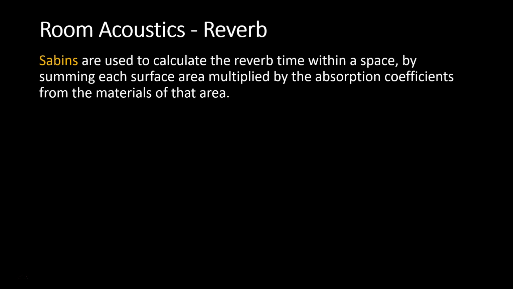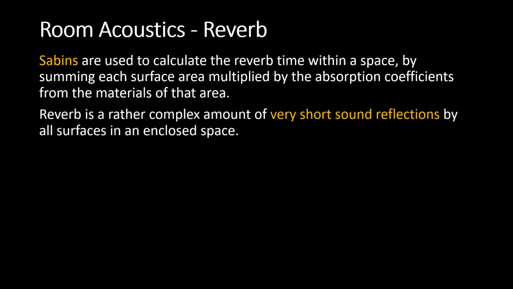Sabines are used to calculate the reverb time within a space, and by summing each surface area multiplied by the absorption coefficients of the materials in that area, you can get the reverb coefficient. To describe what reverb is, if you go into a room such as a commercial bathroom where the floors, walls, and sometimes the ceiling are all tiled, once you clap, you'll hear the snap of your hands hitting together, and then you'll hear kind of a psh noise. That is reverb. Reverb is when the sound reflections are very equally spaced and very close together, and that would be in a smaller room.